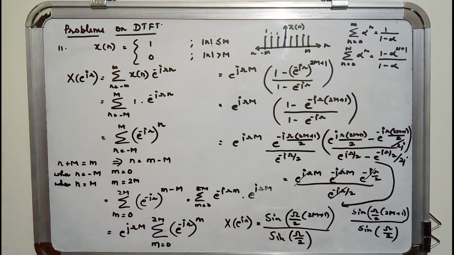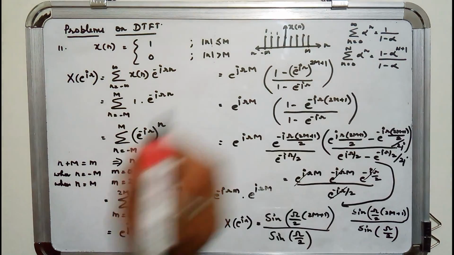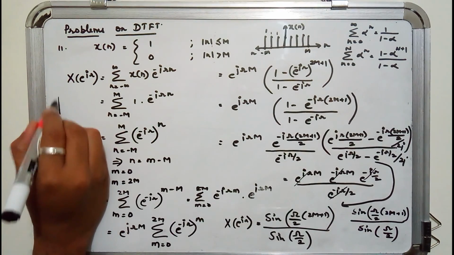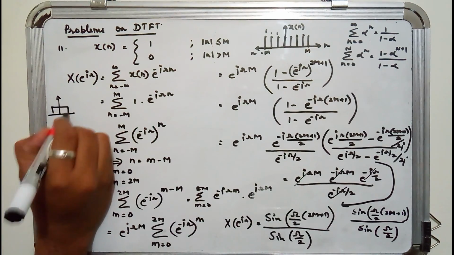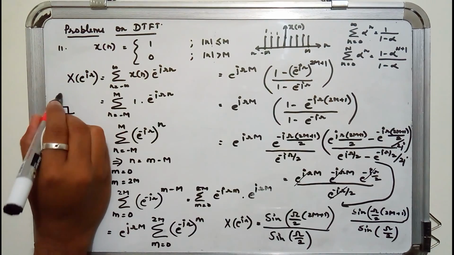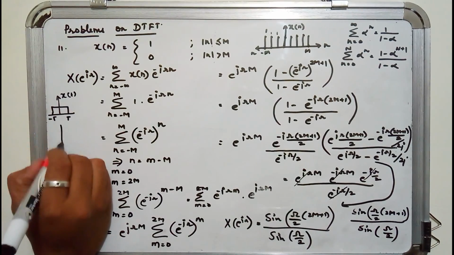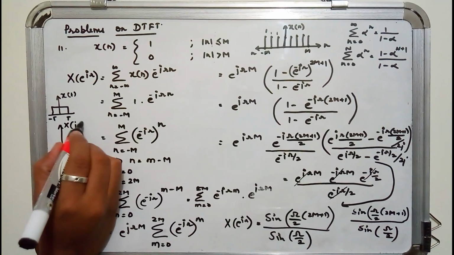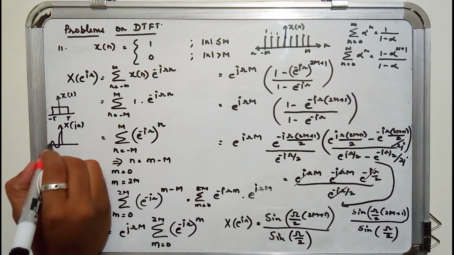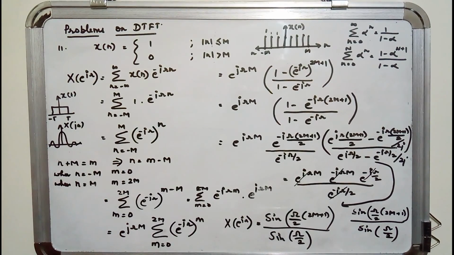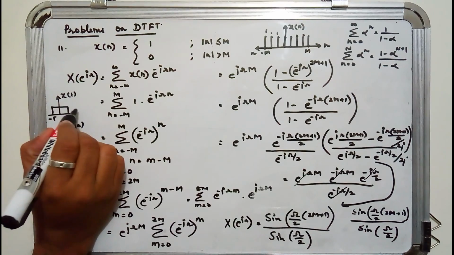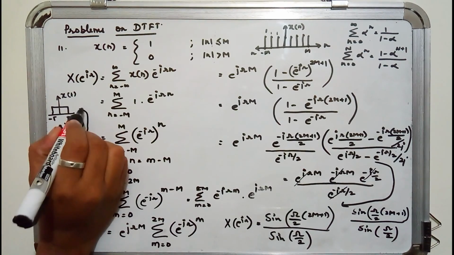Now the thing to be remembered here is, we have seen the CTFT of a rectangular pulse between minus T to plus T. If this is the CTFT, my CTFT X of j omega was a sinc pulse. That means the Fourier transform of a continuous time signal is a sinc pulse.